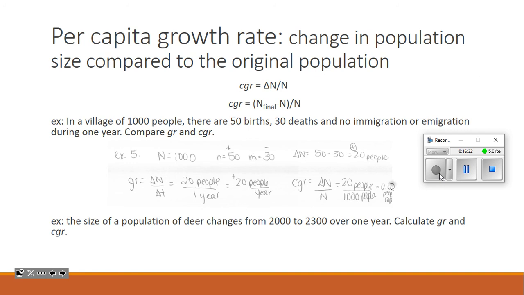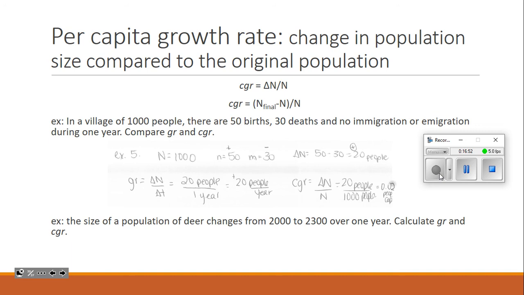In this scenario, I didn't know births and deaths, but I knew the final and the initial population. So I did 2,300 minus 2,000. It gave me 300 deer. You don't have to write a plus. I like to do that just to confirm for myself that it was in fact a positive number as my answer and not a negative one.